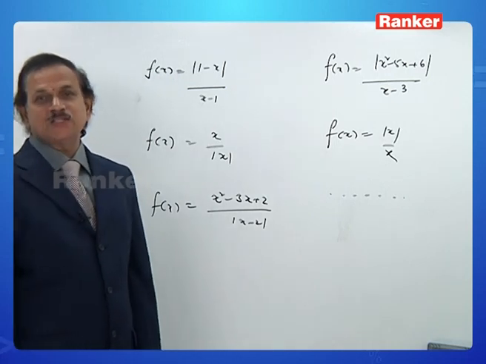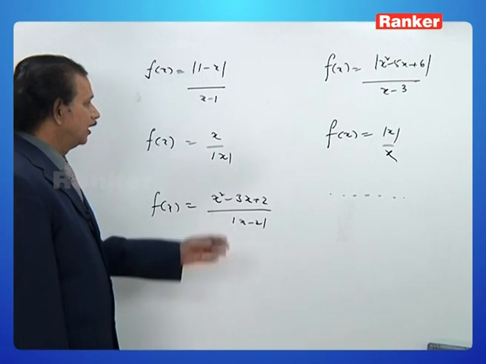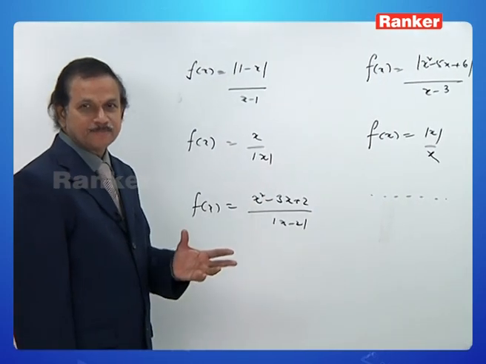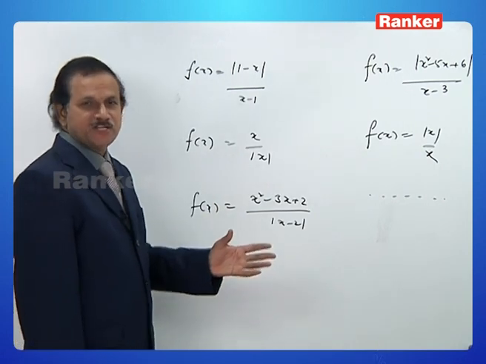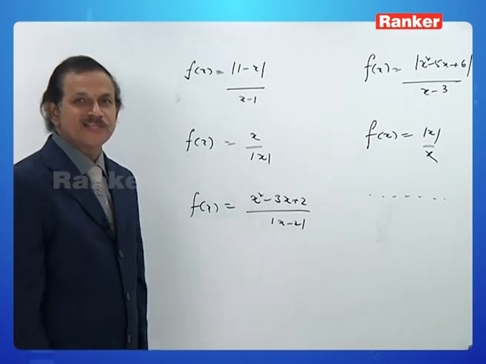Now let us consider the functions written on the board. These have a special character. In every function, the definition occurs to be some p by q. It looks like rational form.